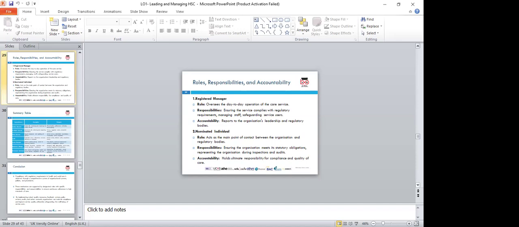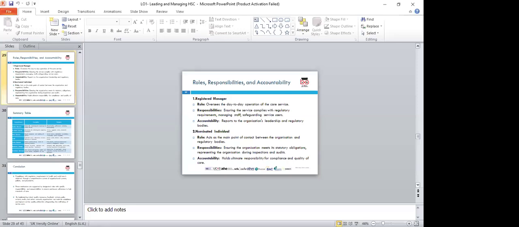Because the workload is huge, you have to act. So he acts on behalf of the registered manager. Have you seen that? Yes. So he can do many things on behalf of the registered manager when the manager is not around. So he's called the nominated individual.